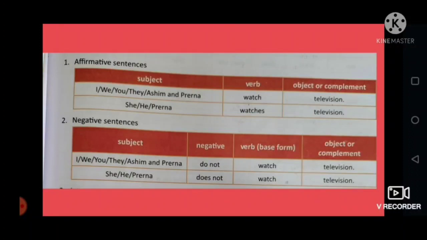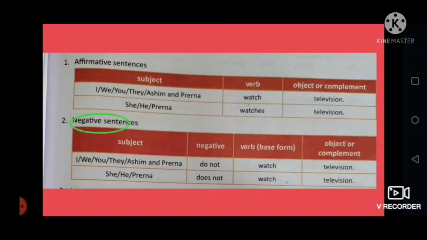Subjects are like I, we, you, they, Ashim and Prerna, any name, and we use the base form of the verb if the subject is plural. And if the subject is singular, she, he, Prerna, then we use the base form of the verb plus s or es, and then the object or complement.